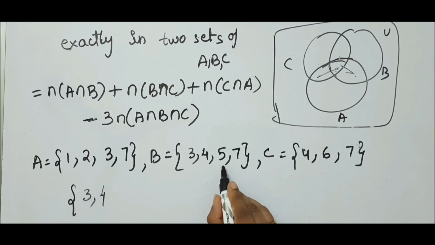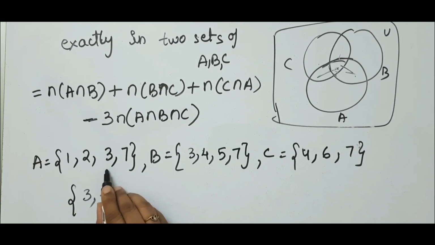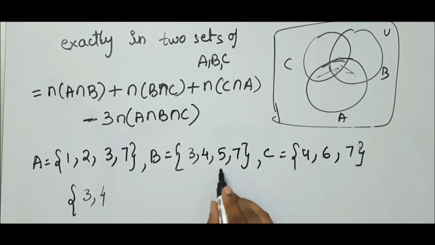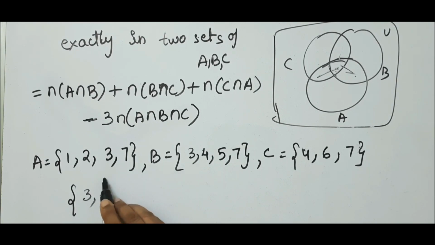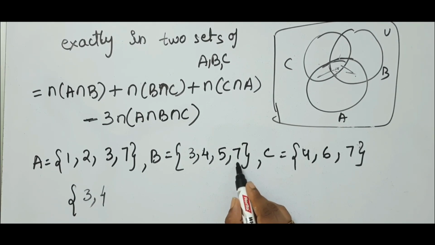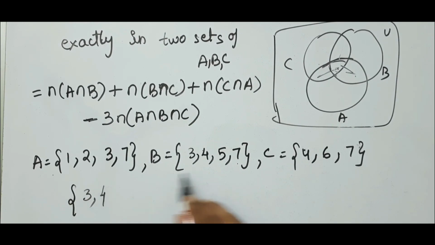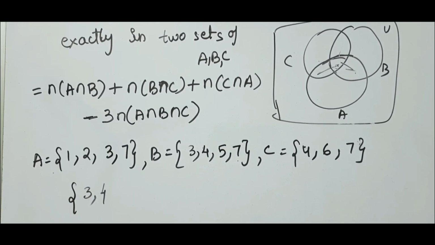Next, 5. 5 is not in set A and set C. It should be in at least one more set, is it not? It should be an element of 2 sets. It is not in this set or this set. So we cannot consider it. Next element of B is 7. It is in set A and set C, so it is in 3 sets. That also we cannot take into consideration. We need a number which is in 2 sets, not in all sets, or in a single set. It should be in at least 2 sets.